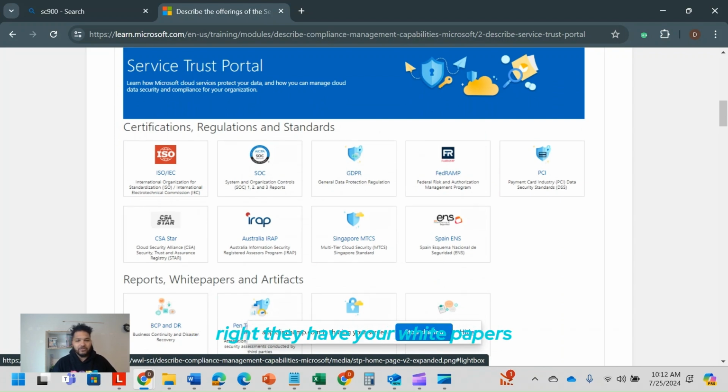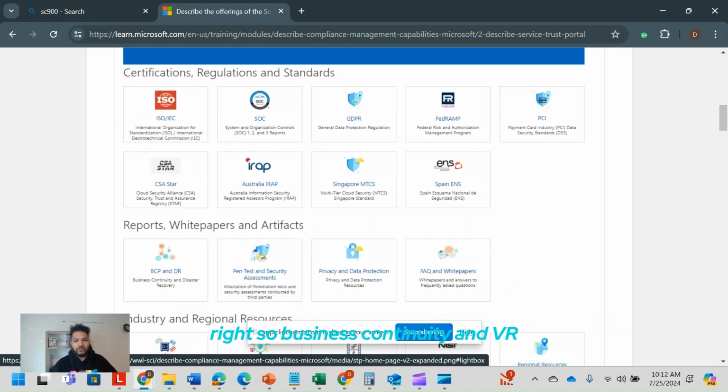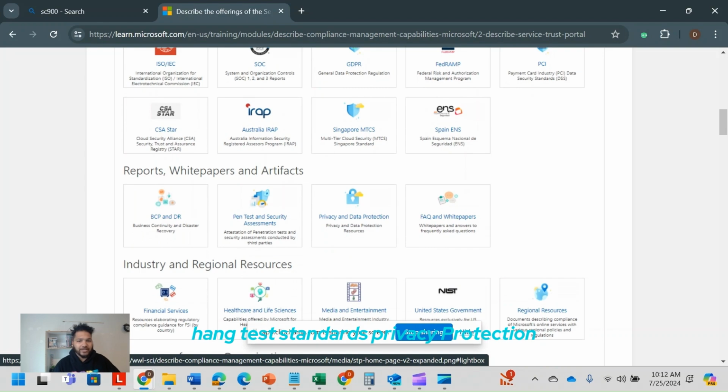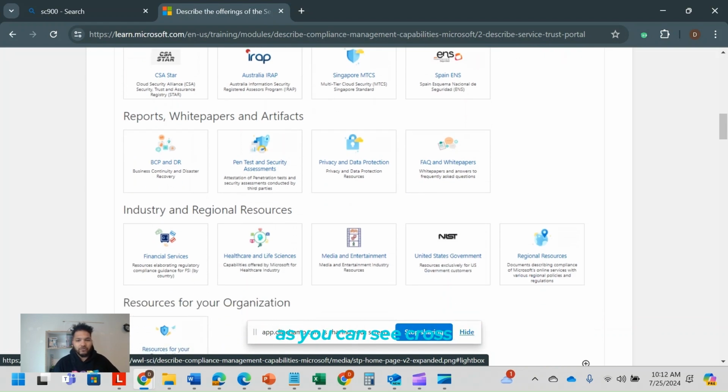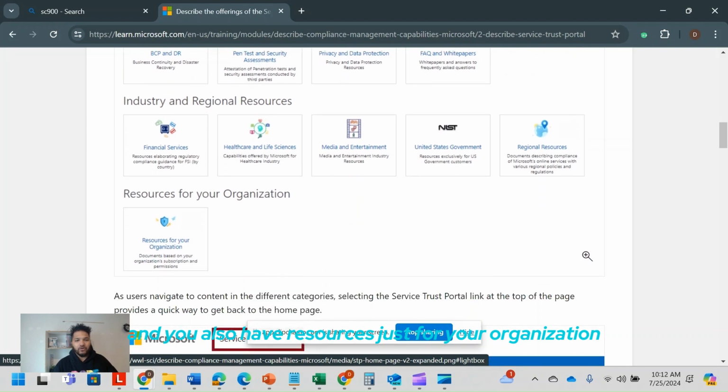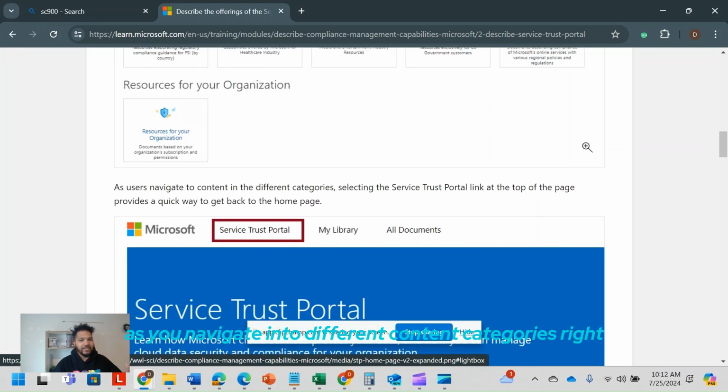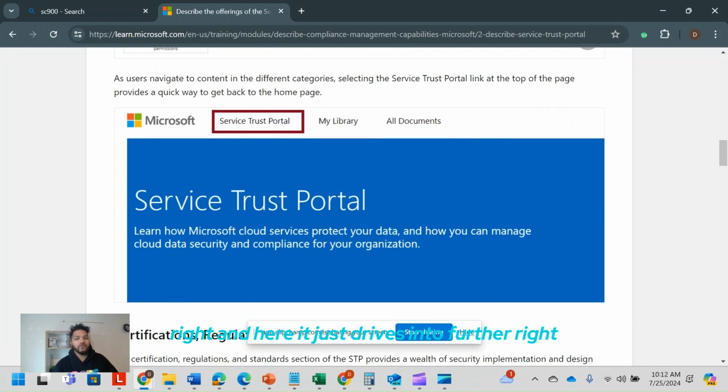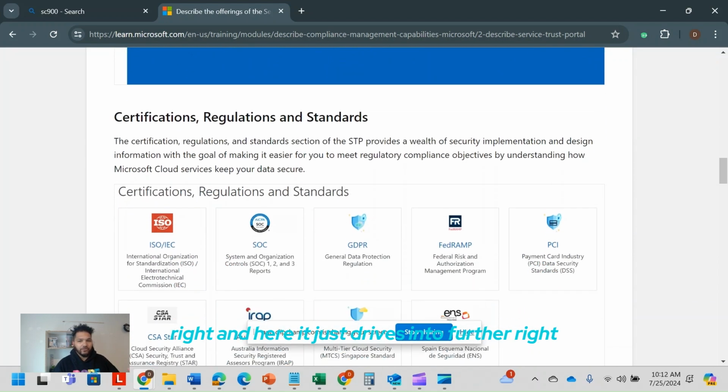Then you have your white papers, right? So business continuity and DR, pen test standards, right? Privacy protection, industry and regional, right? So you can see across, and then you also have resources just for your organization you can click into, right? So as you navigate into different content categories, right, you can quickly get back to the homepage, right? You can see my library, all the documents related, right? And here it just drives into further, right, what those are, right?